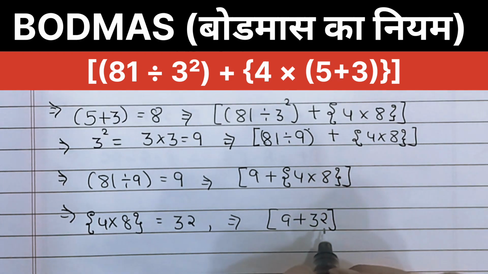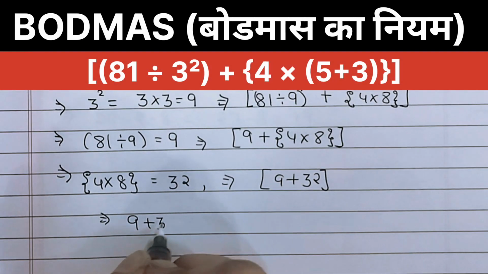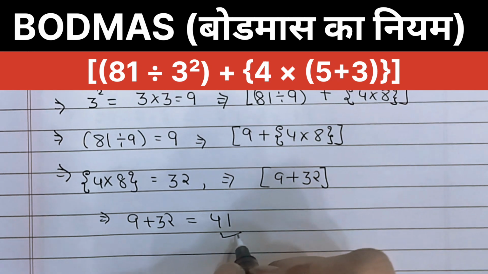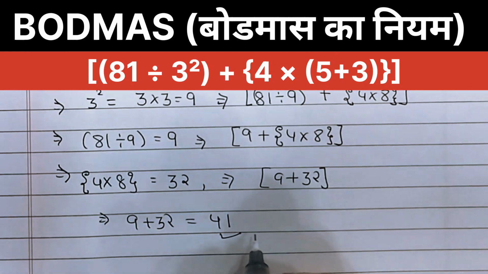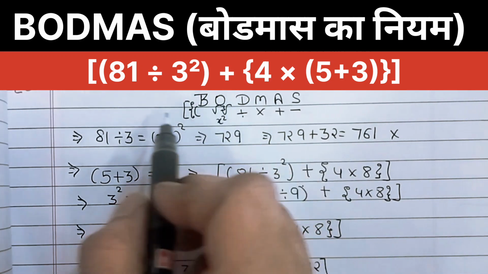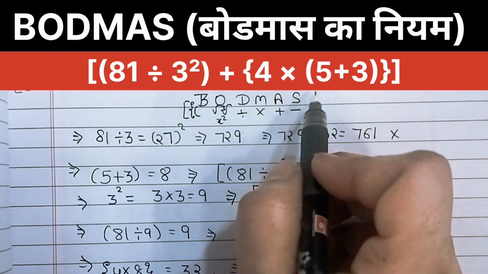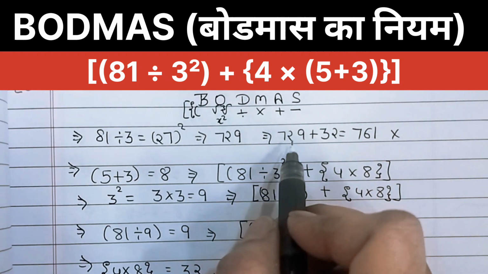Now the final addition inside the square brackets. Calculate 9 plus 32 is equal to 41 and this is the correct answer. Following the hierarchy, we solve the 3 square first within its bracket, then divide, then handle the multiplication and final sums to reach the 41. So by using the BODMAS rule, the conclusion is that the correct value of this expression is 41. The key to solving such problems is to work from the inside out, always clearing the innermost brackets and the exponents before moving to the outer operation.